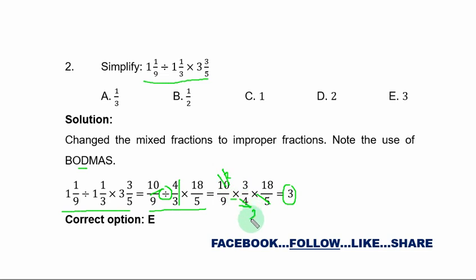You have 2 is remaining here. You divide 18 by 2. You have 9 is remaining. 9 cancel 9. You have 3. 3 is remaining. So the correct option is E.